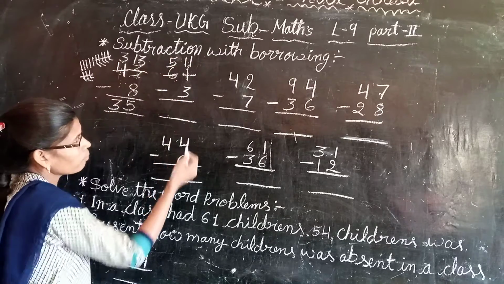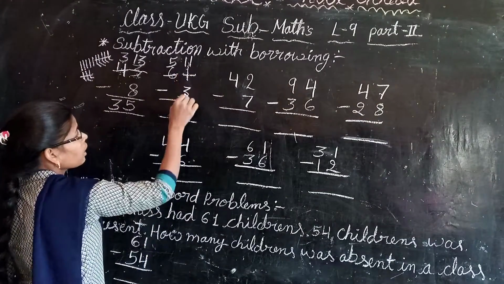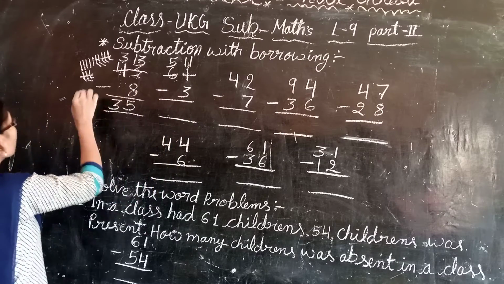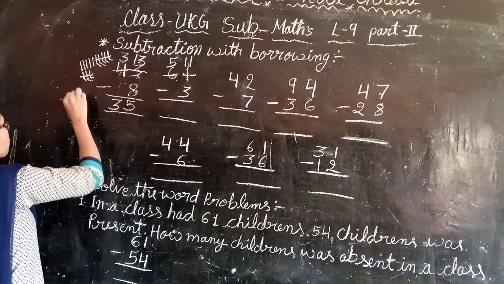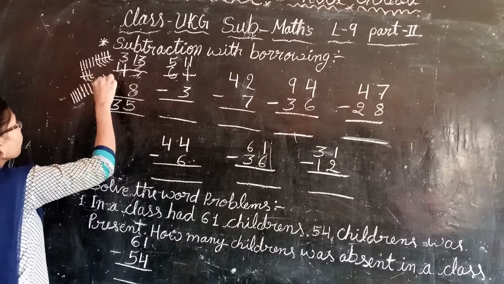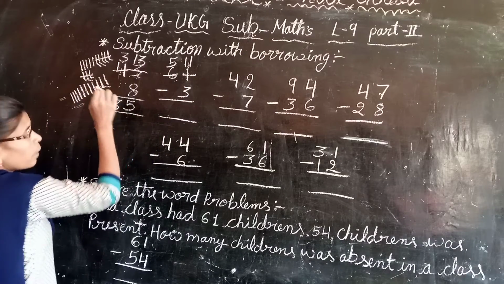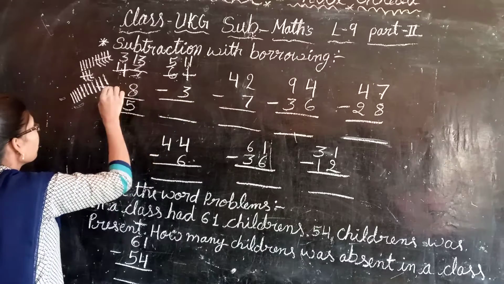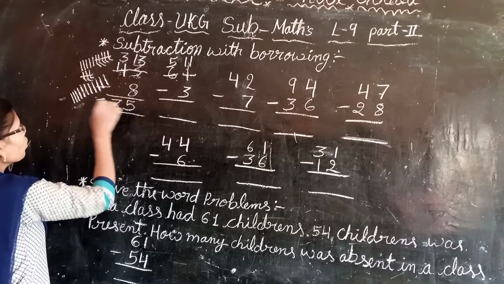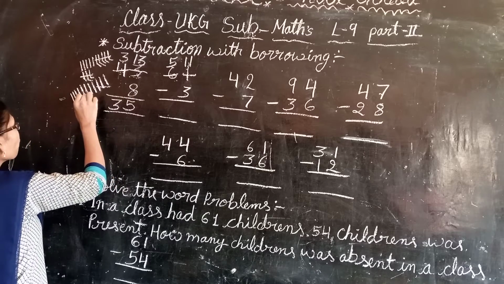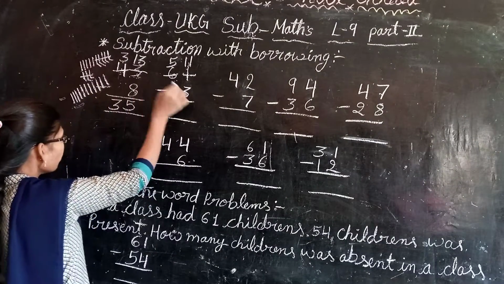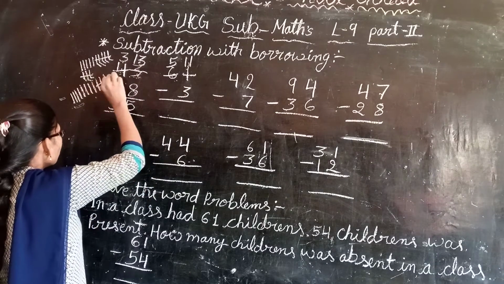So now here we have 11, and 11 can cut 3. Yes. So let's make lines: 1, 2, 3, 4, 5, 6, 7, 8, 9, 10, 11. Out of 11 how many lines do we have to cut? 3 lines. Once more we will count whether we have 11 lines: 1, 2, 3, 4, 5, 6, 7, 8, 9, 10, 11. Out of 11, we cut 3 lines.